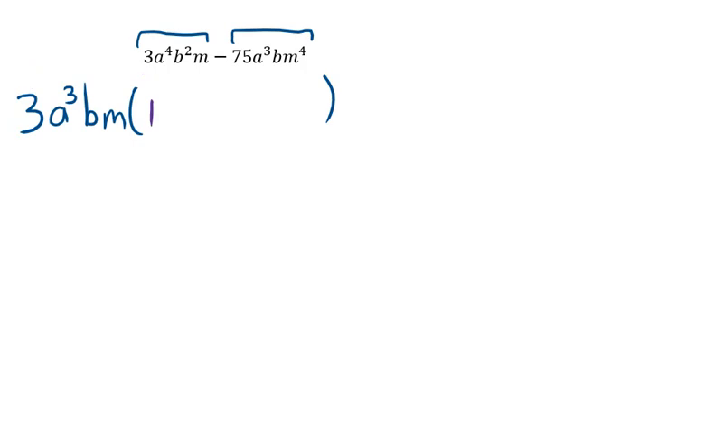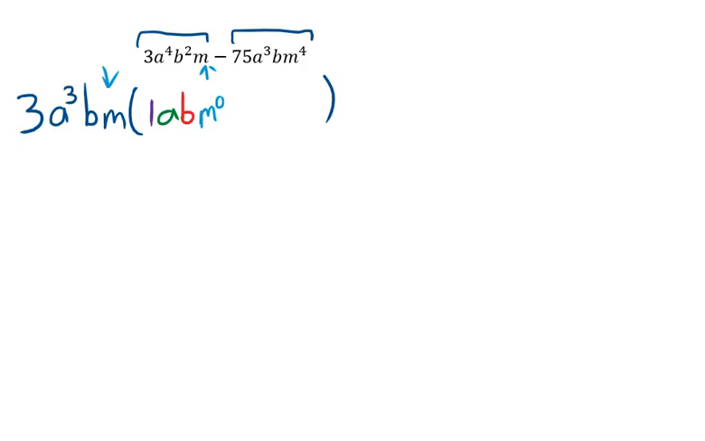When I do a to the 4 and I divide out an a to the 3, I do 4 minus 3, I'm left with a to the 1. When I do b squared and I factor out b to the 1, I'm left with b to the 1. And when I do m to the 1 and I factor out m to the 1, I do 1 minus 1 and I'm left with m to the 0.